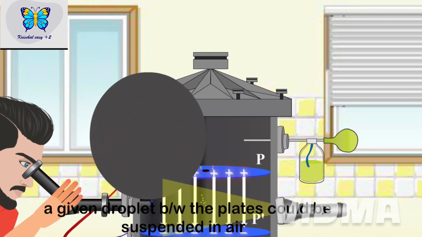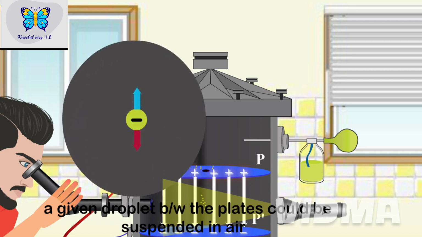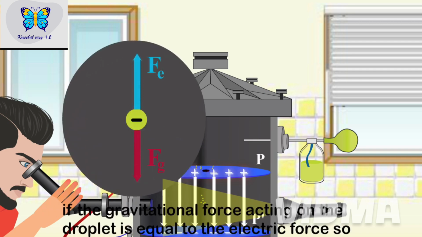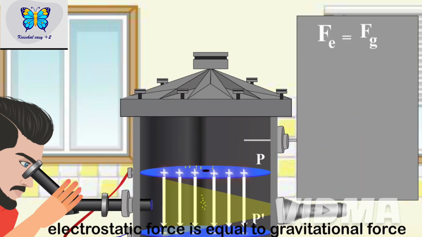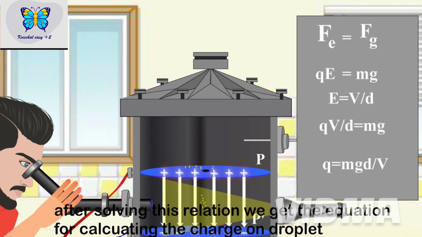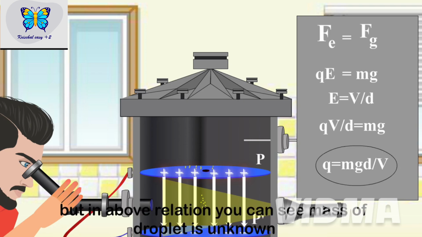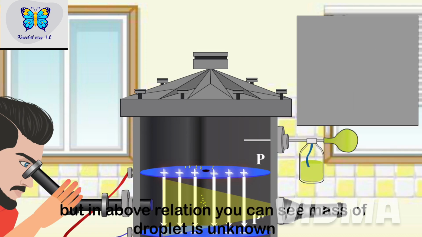A given droplet between the plates could be suspended in air if the gravitational force acting on the droplet is equal to the electric force. So, electrostatic force is equal to gravitational force. After solving this relation, we get the equation for calculating the charge on the droplet. But in the above relation, you can see the mass of the droplet is an unknown.